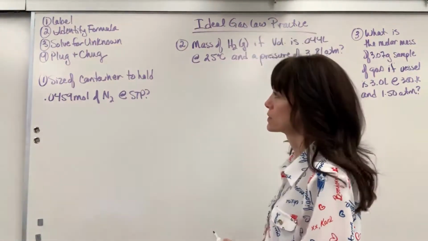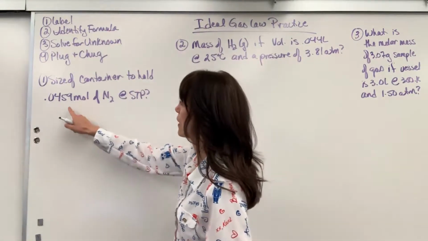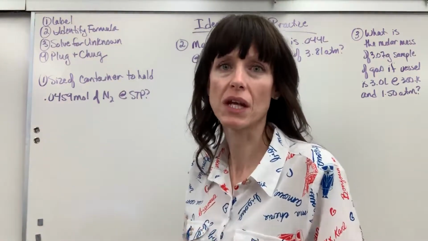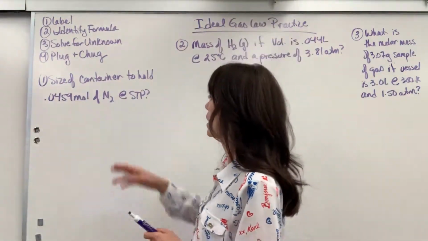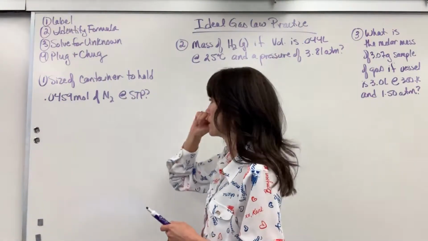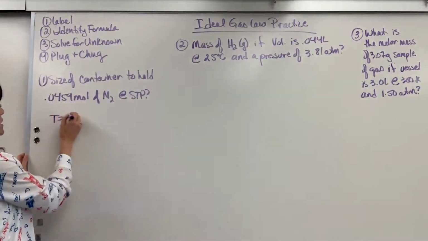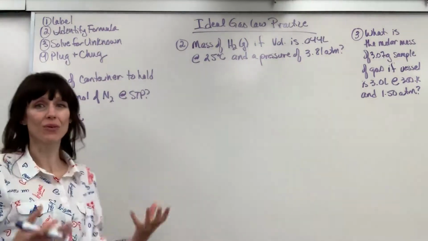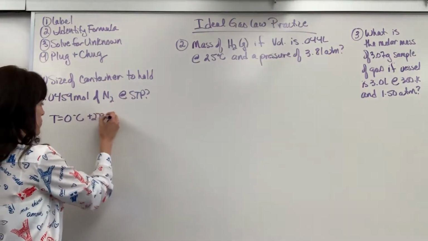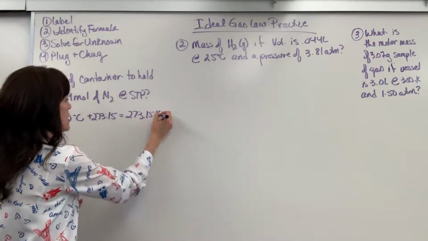Okay, so here's number one, size of container to hold 0.0459 moles. Oh, so right there I see moles, I'm starting to think, okay, I probably have to use the ideal gas law. Of nitrogen at STP, and sometimes you'll get this at STP. So remember, STP, temperature, is 0 degrees C, and we always have to have temperature in Kelvin. So let's go ahead and add that 273.15, equals 273.15 Kelvin.